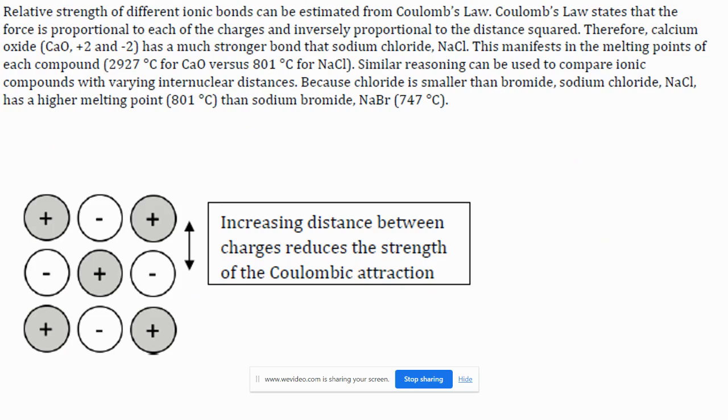Relative strengths, then, of these ionic bonds can be estimated by Coulomb's law. It states that the force is proportional to each of the charges, inversely proportional to the distance. So if you increase that charge, like we looked at some of 2,2, did you have a question, Grace? I'm sorry. Okay. Like if we looked at the 2,2 problem that Evelyn brought up a little bit ago, the higher the charge, the stronger the attraction is going to be. And that makes sense, right?